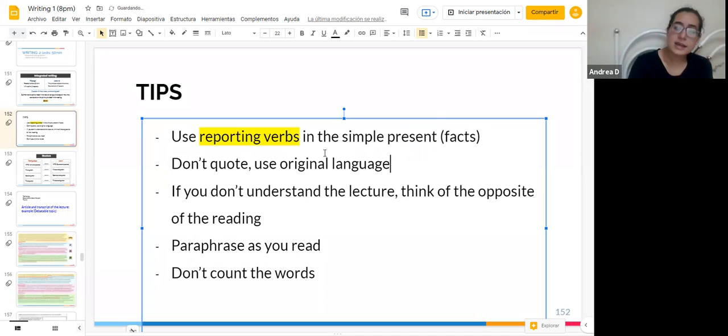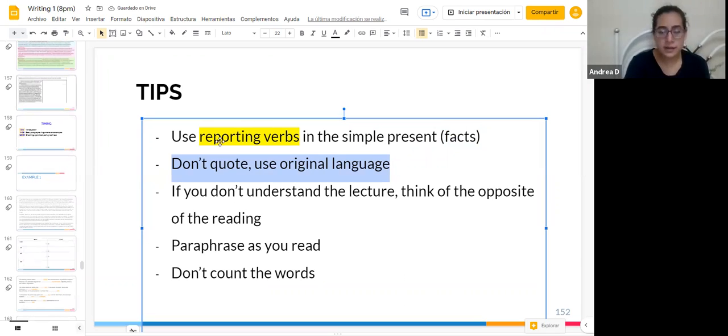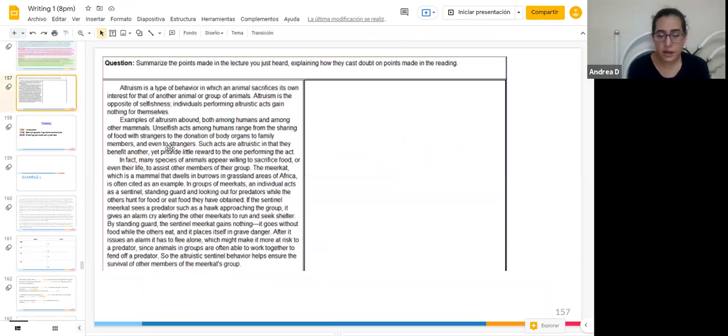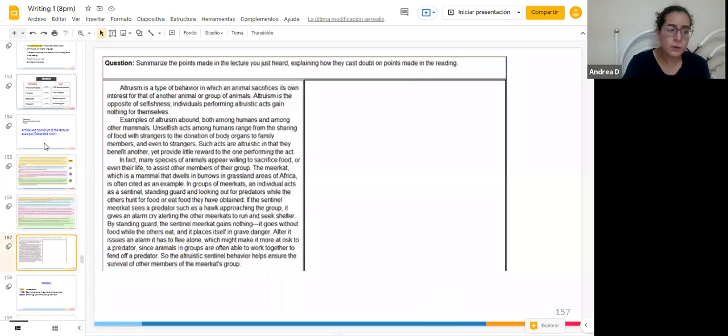Second thing is that you need to try not to quote or copy and paste. You know how I said that you'll have the chance to read the article whenever you want? Even if you can do that, please never ever copy and paste from the article. You can say something like, according to the article, altruism is a type of behavior in which an animal sacrifices its own interest for blah, blah, blah. You can do it, but if you do, then there's no way that they're going to be able to evaluate your vocabulary, right? And some points are going to be lost in the process.